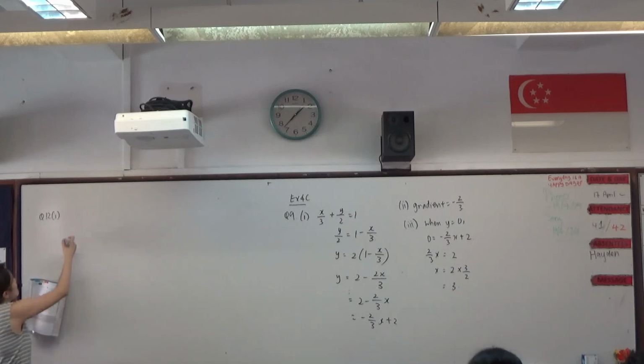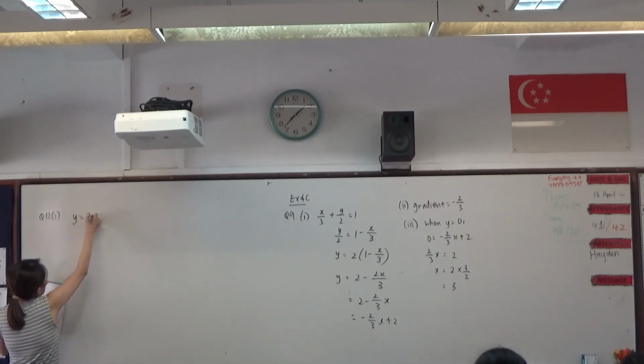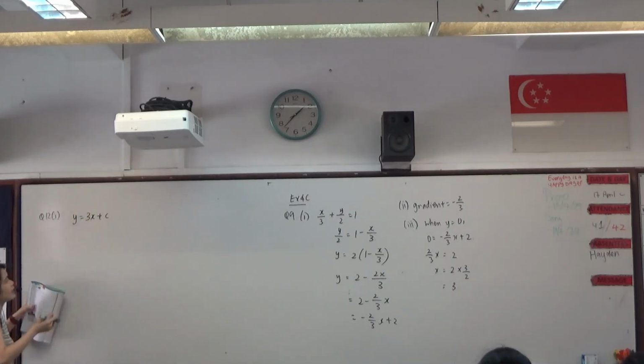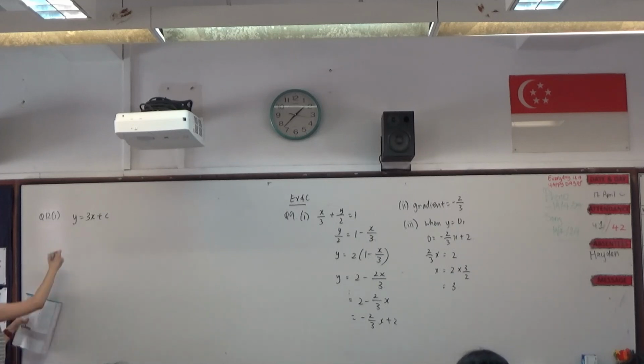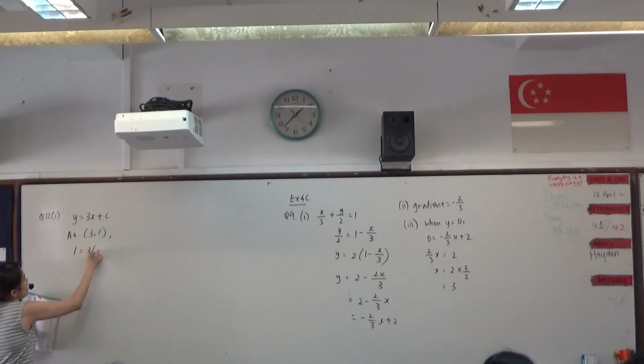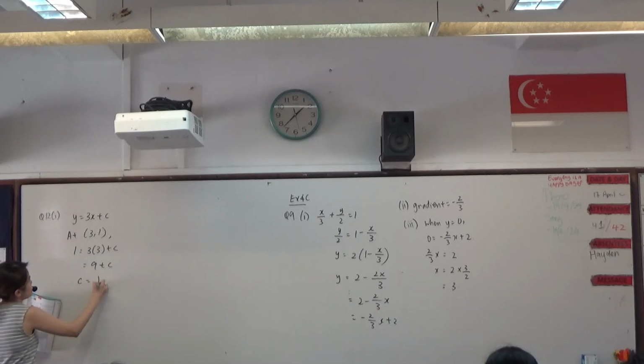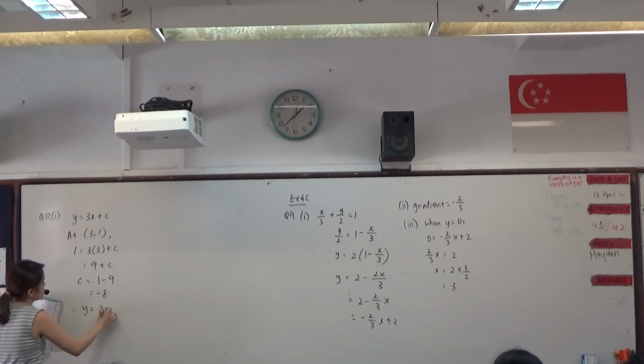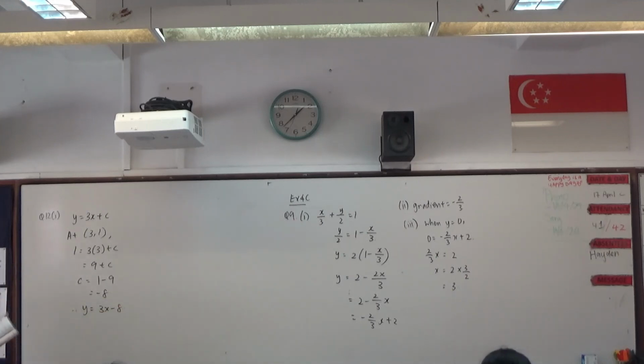With gradient 3. So since the gradient is already told to us to be 3, I can say that the equation of the straight line is y equals to 3x plus c already. I just need to go and find out the value of c, for which I have the point 3, 1. So y is equals to 1, x is equals to 3. I will see that c is equals to 1 minus 9, that's -8. So y is equals to 3x minus 8. Okay.